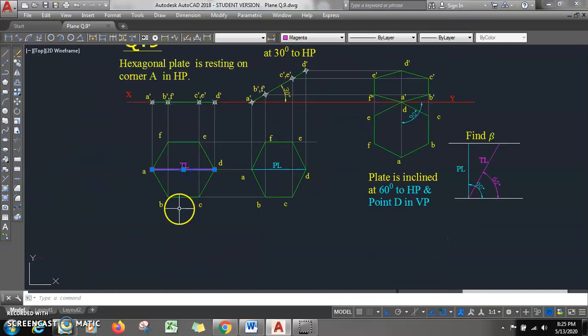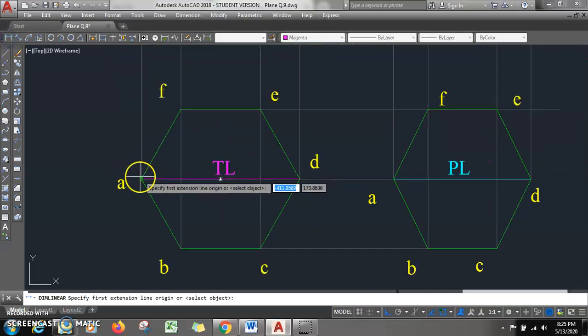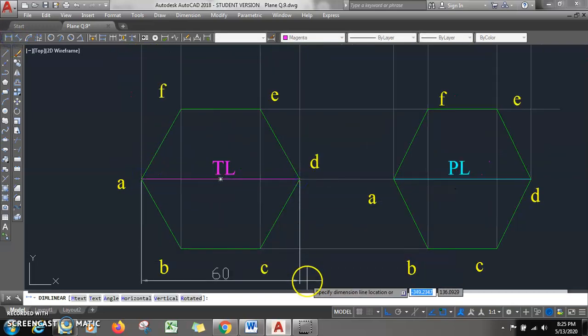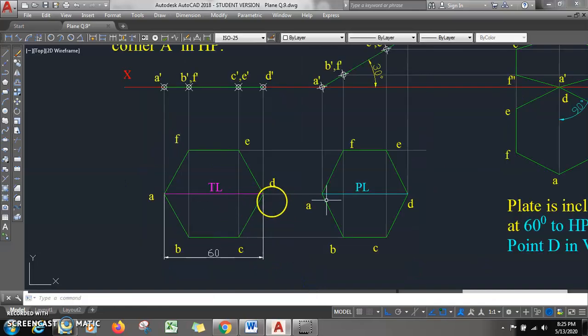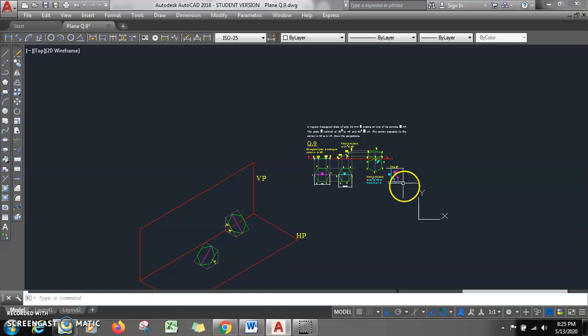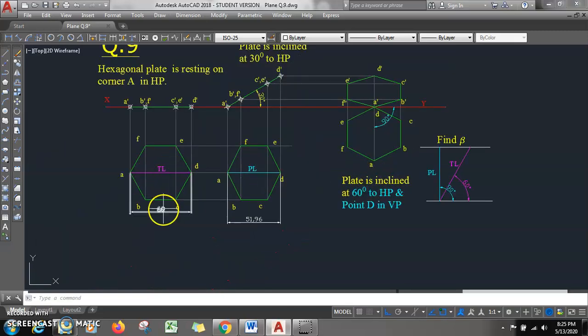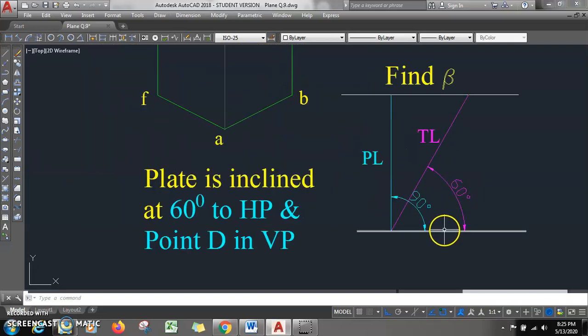So what is my diagonal? This is the true length of the diagonal, okay. We can measure this thing physically, you see. How much is it? 60 mm, okay. Then we have the plan length, we can measure this plan length physically, how much is it? 51.96. So what will we do? See, we have true length and phi. True length is 60 and phi is also 60, so I will draw one horizontal, then I will draw true length, which is 60, at an angle of 60 degree, okay.